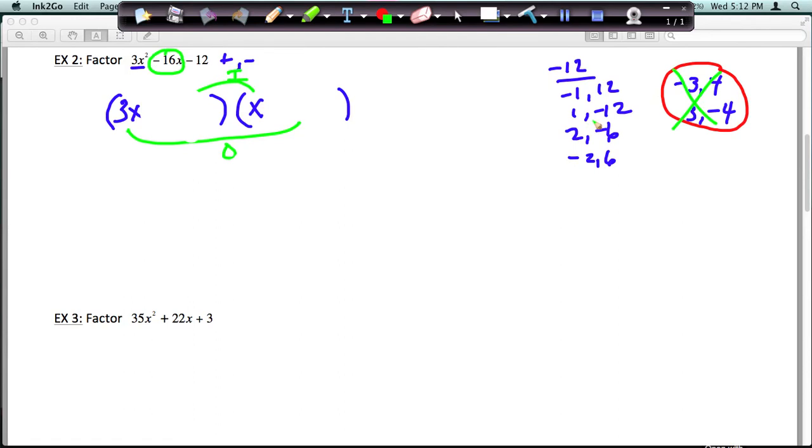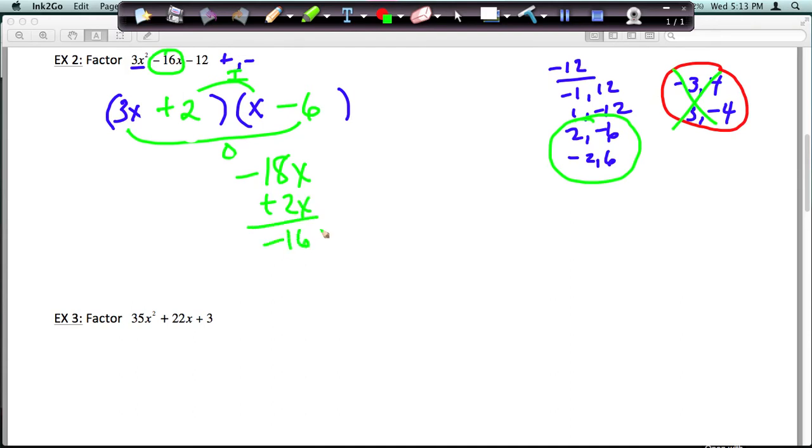Let's try the next two of 2 and negative 6. Whichever one we want to try first, let's just go in the order. So positive 2, negative 6, and we'll see if this works. My outside terms are a negative 18x, and my inside terms are a positive 2x, and you can see that this is going to actually add to be a negative 16x. So we have factored this. I can put this in blue to show that this is what works. So 3x plus 2 times x minus 6 is what this factors to be.